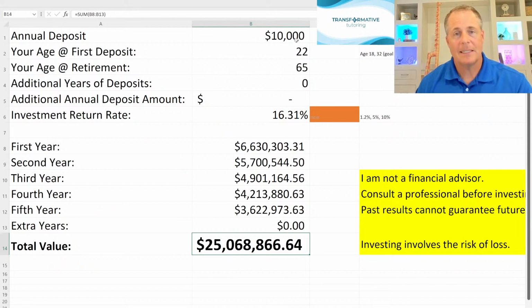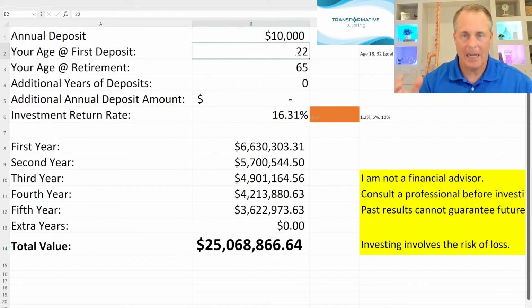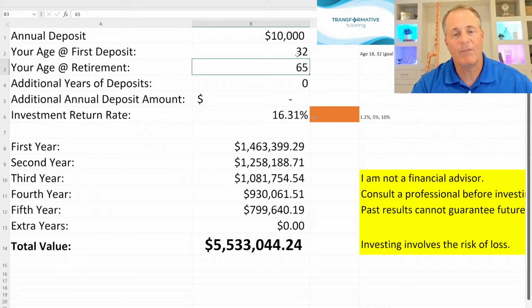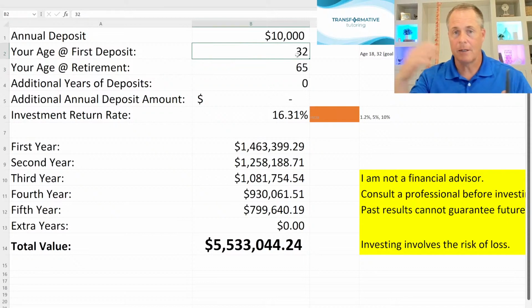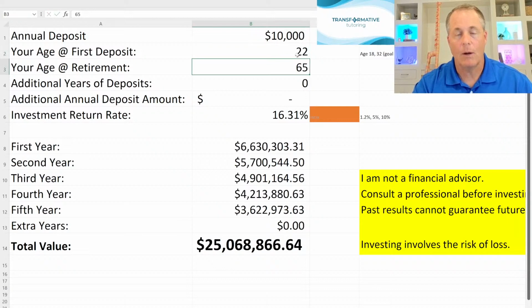Now, I set this up as a spreadsheet so we could try some different analysis. So, like, what if you waited until you were 32 to put in your $10,000 for the first time? Okay. So if you were 32, the money's not going to sit there as long. Can you guess how much money you're going to get if you do this? Well, you're going to end up with $5 million, $5.5 million, which is obviously not bad. But if you're going to put in $50,000 sooner or later, wouldn't you rather just put it in right away and get 25 million instead of 5.5 million?